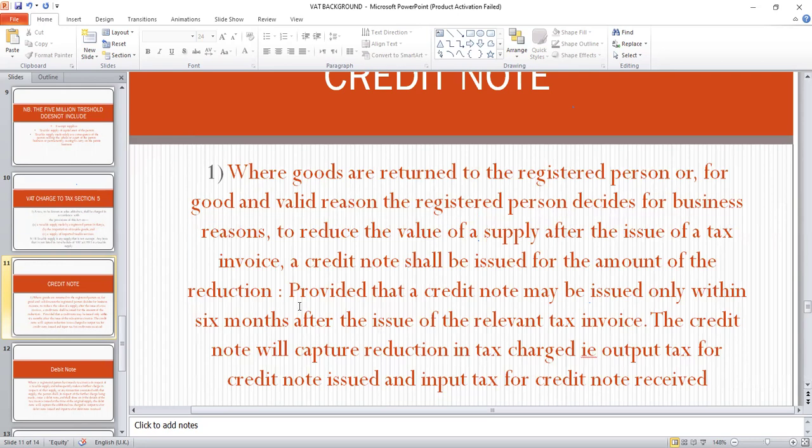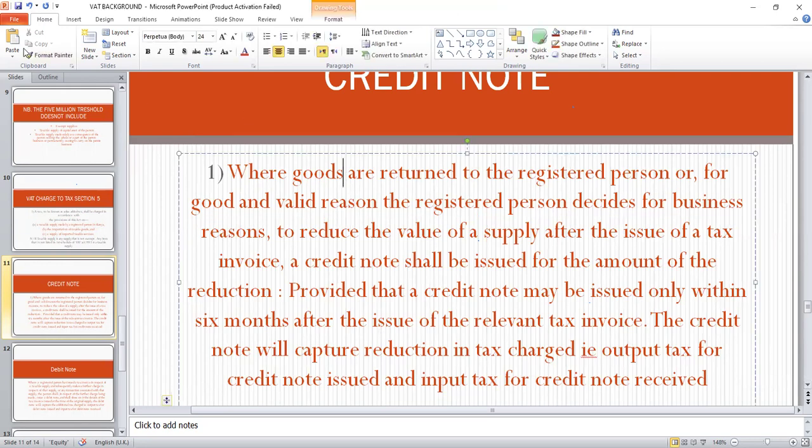What do I mean here? When I say credit notes, let's say I sold goods to you, let me just illustrate this one for you so that you're able to understand what a credit note is all about. When do we issue a credit note and when do we issue a debit note?